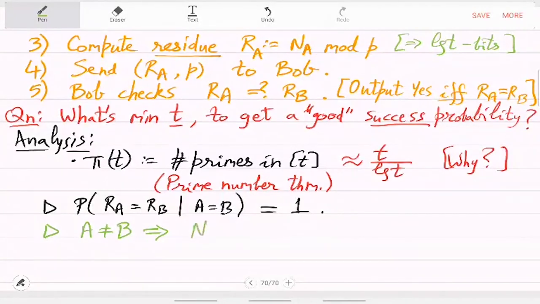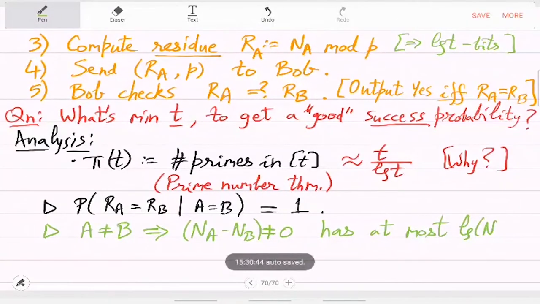So if files are different, then the numbers are different. The number cannot be the same because it was just the binary representation. And this number has at most how many prime factors? That will be the log of this number's value. This is a non-zero number, and if you look at its absolute value and take the log, the number of primes cannot be more than this.